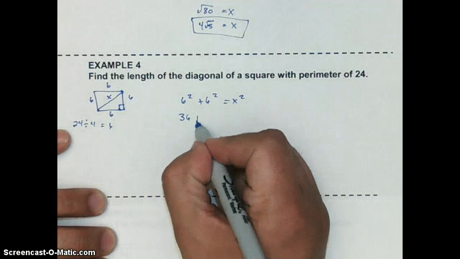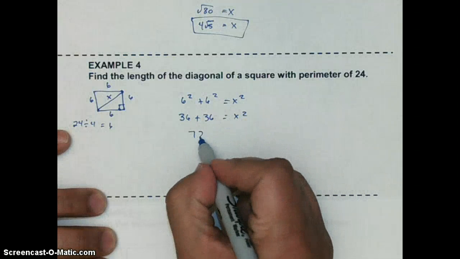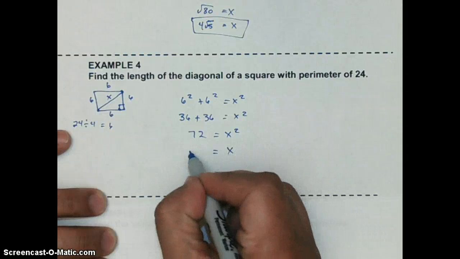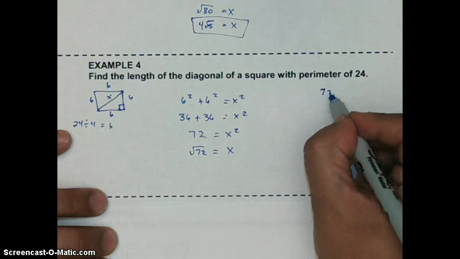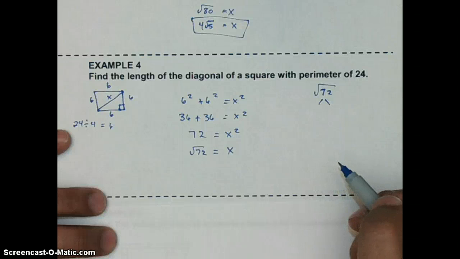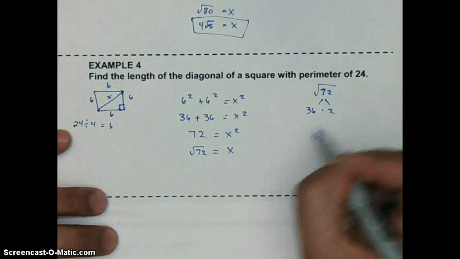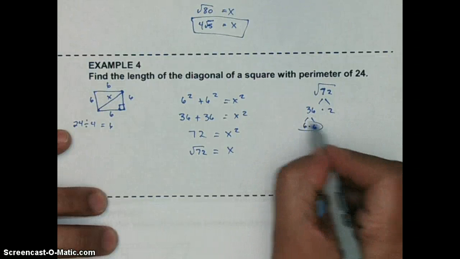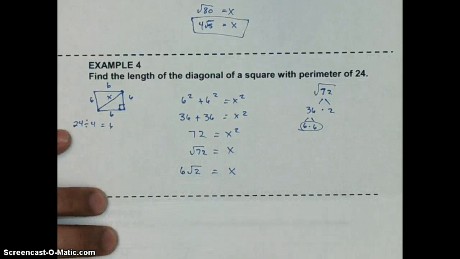That gives me 36 plus 36 equals x squared, which means 72 is equal to x squared. X would equal the square root of 72. Again, I want to factor this. That is going to be 36 times 2. And so there's my pair, so that means x is equal to 6 square root of 2 in simplest form.